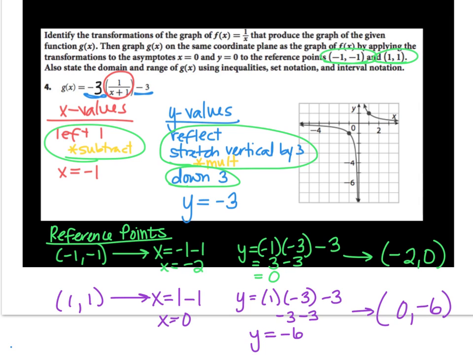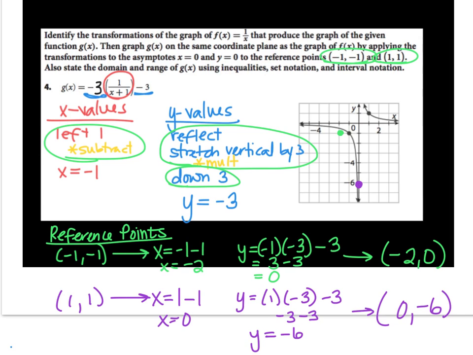Okay, so let's try to take all of that and put it on the graph. So we're going to start with our reference points, and I'm going to color code for us. So my first reference point is -2, 0, so I'm plotting that, -2, 0. My next reference point is 0, -6.